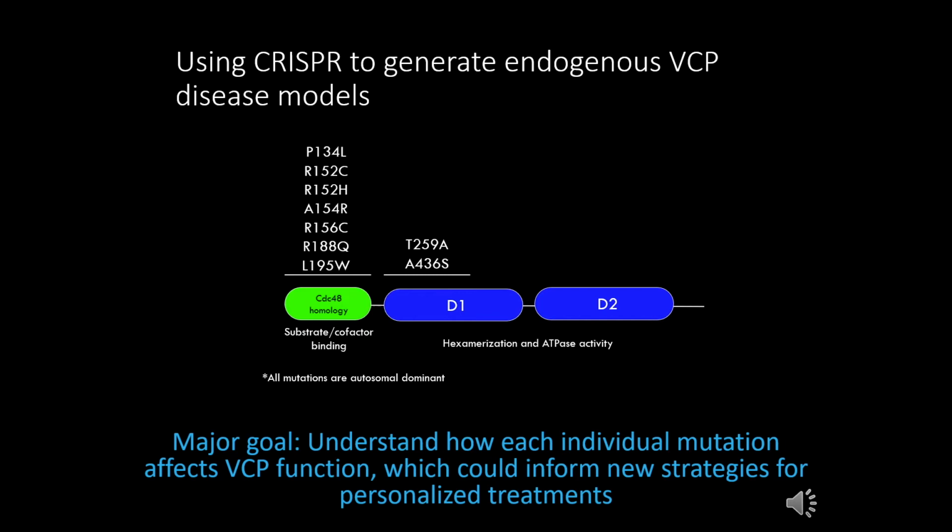substrate / cofactor binding. And then we also looked at T259A and A436S, which are involved with the D1 domain, and they affect hexamerization and ATPase activity. The major goal of this research was to understand how each individual mutation affects VCP function, which could inform new strategies for personalized treatments in the future.